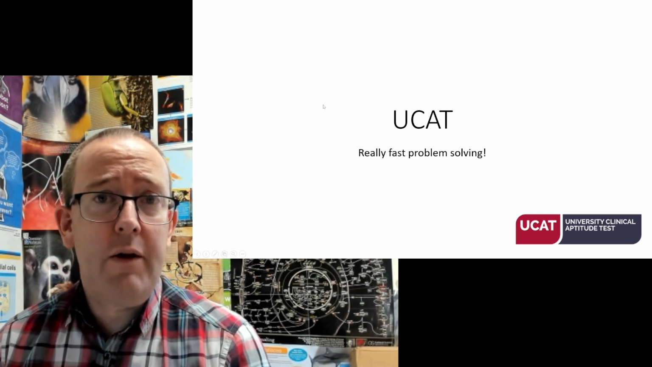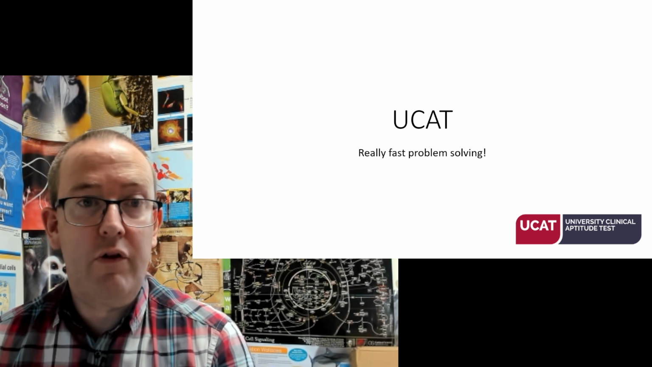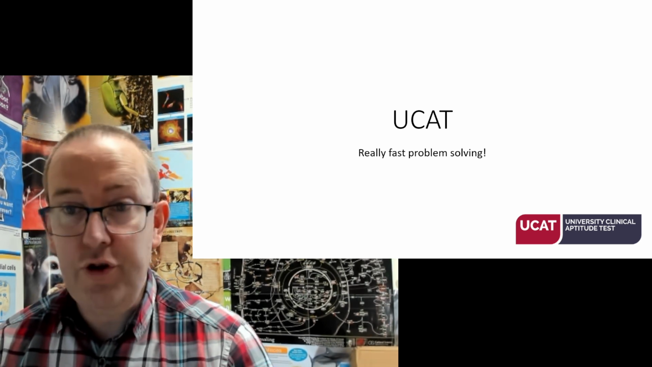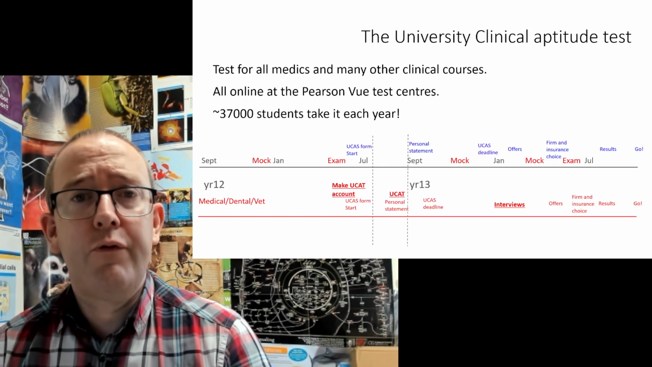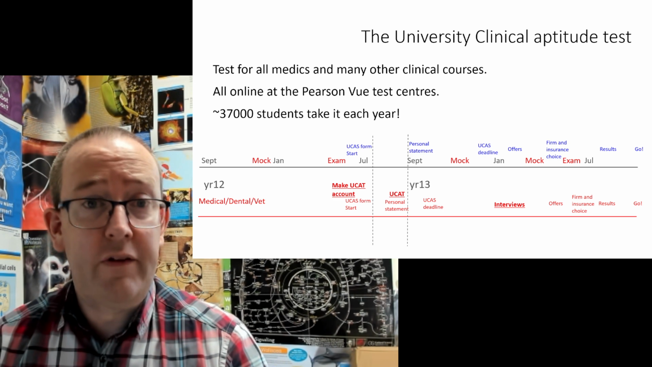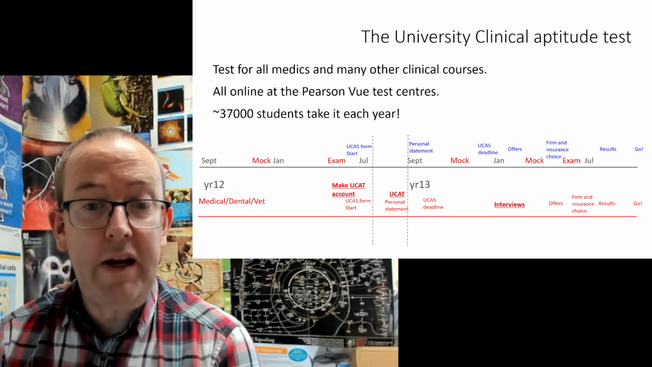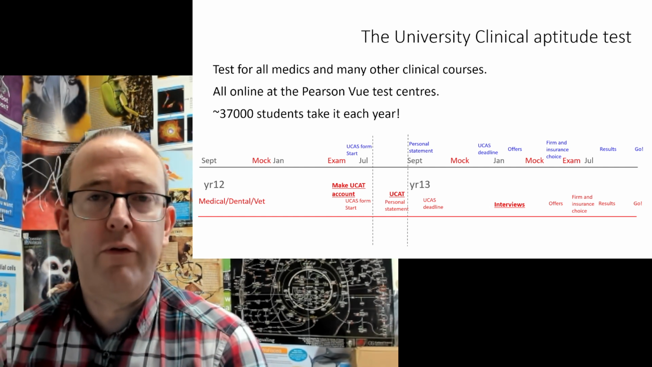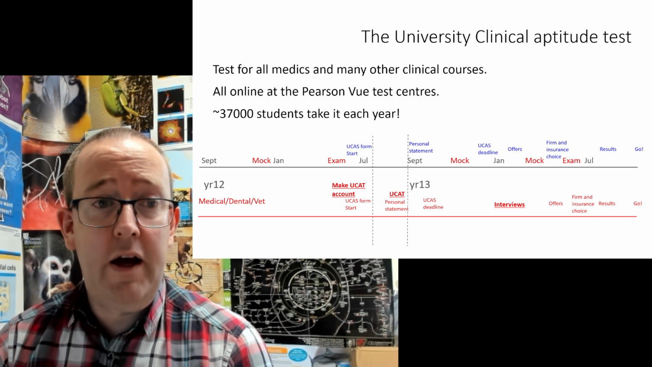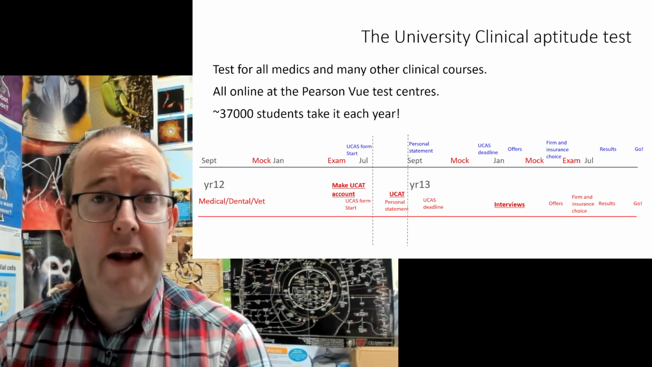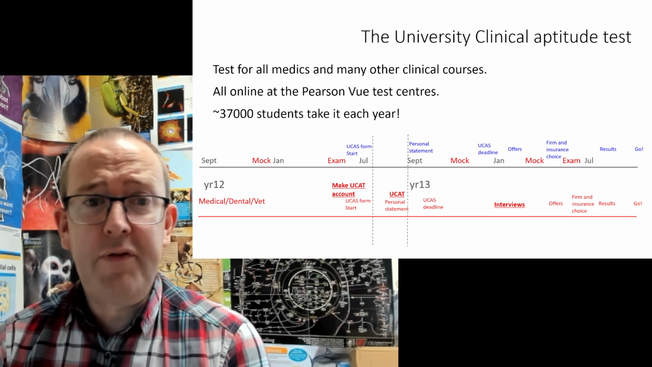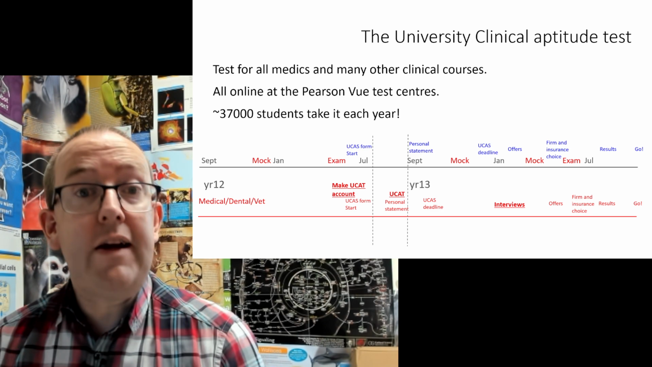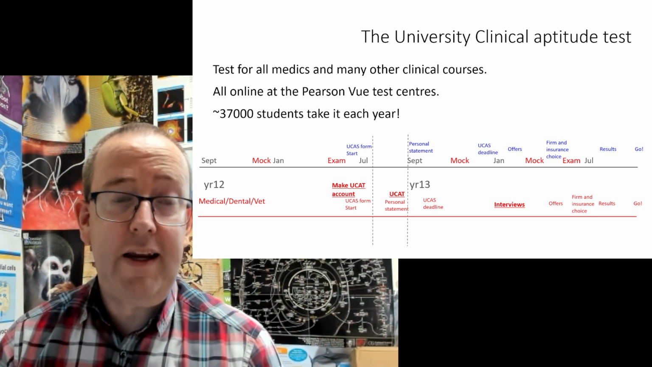Right, this video is going to be on the admin side of things, on how you sign up for and when you should be aiming to take your UCAT test. So first thing to know is it's an online test, has been for many years, unlike the Oxbridge ones that are sort of just moving towards the Pearson Review centres. This has been an online test for years and years and is very well established. About 37,000 students take it every year, and you have a range of times when you can take it.